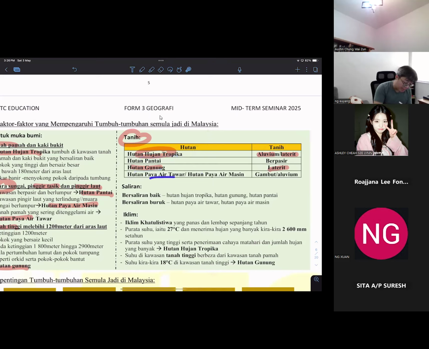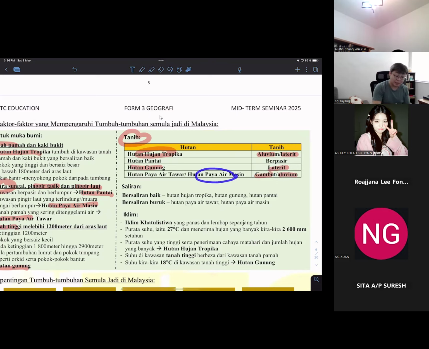So for the hutan paya, just the gambut and alluvium. Why is it going to have alluvium? Because the alluvium is filled by water, air masin or air laut. So that's why it's known as gambut punya tanah lumpur. So it's the same tanah alluvium, but just covered by water. It's known as tanah gambut. But why do we have alluvium field? Because not all the hutan paya is flooded. That's why if you look at the hutan paya air masin, only the pokok bakau is di tepi pinggir laut. So that's why it's always having the high tide, low tide.